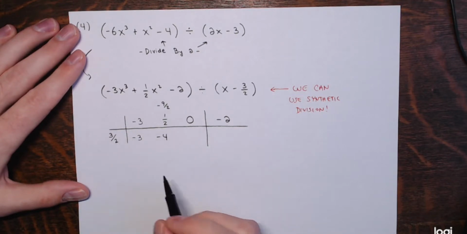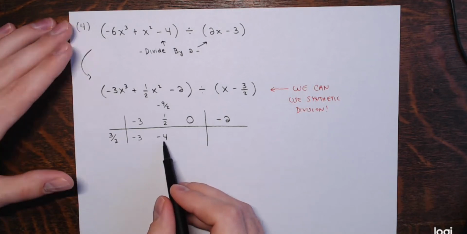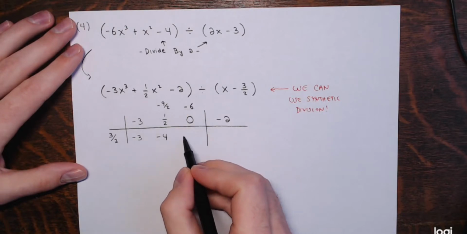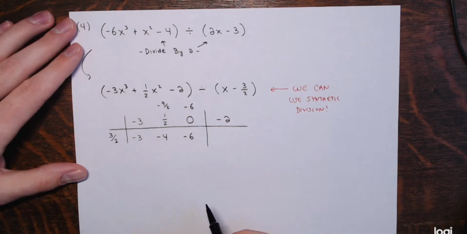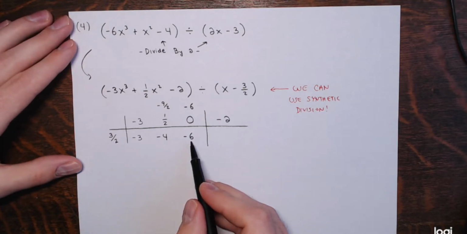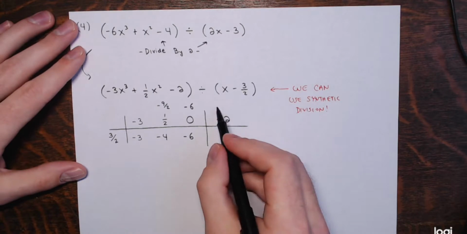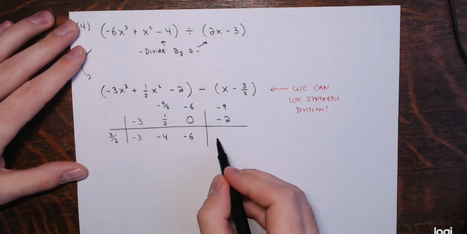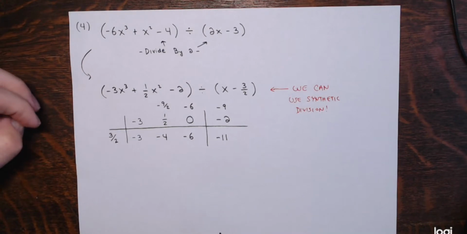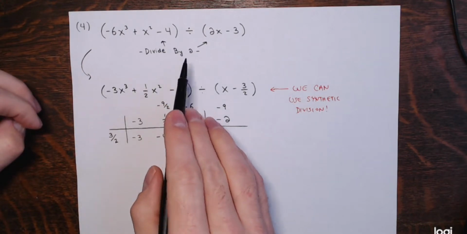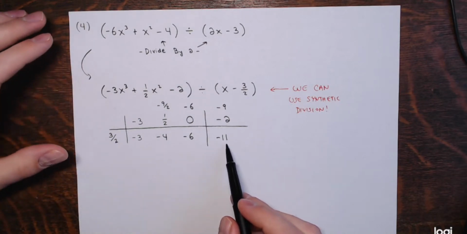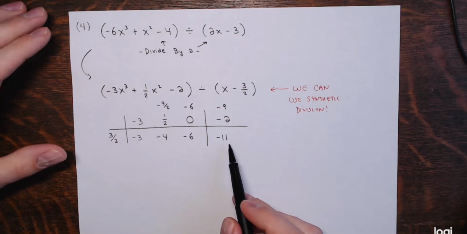And then 3 halves times -4 would be -12 halves, which would be -6. Plus 0 is -6. Right? And then 3 halves times -6 would be -9, right? -18 halves. And then we got -11 when you add those. And earlier I divided everything by 2. You're going to see in a second that the quotient will stay the same. I'm just going to be multiplying the remainder by 2. All right. So watch, right?